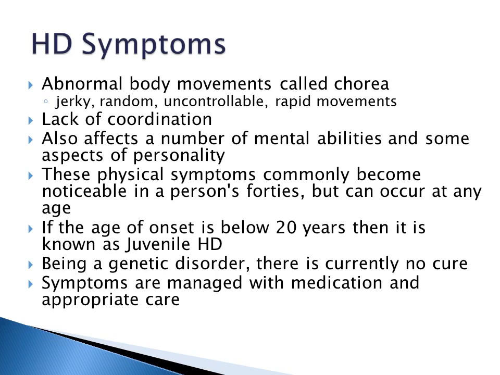The symptoms include abnormal body movements, which is called chorea, which are jerky, random, uncontrollable, rapid movements, and a lack of coordination. It also affects a number of mental abilities and some personality characteristics. So these physical symptoms commonly become noticeable in a person in their 40s but can occur at any age. If the onset is below 20 years of age, then it's known as juvenile Huntington's disease. It is a genetic disorder that does not have any cure, and symptoms are managed with medication and appropriate care.